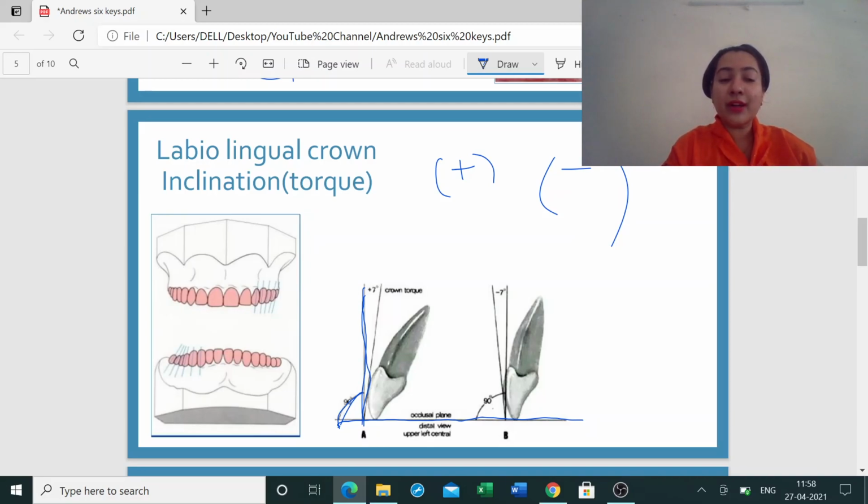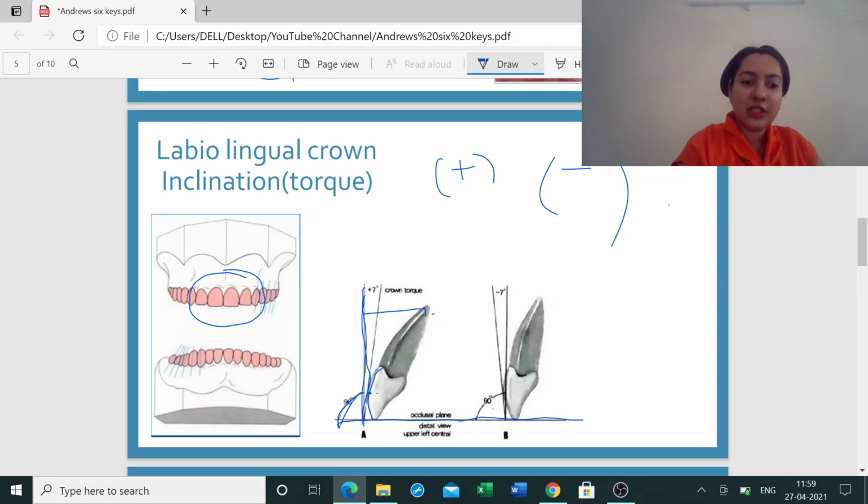So if you have understood this concept, you can see that my upper anterior teeth have positive inclination. They have a positive torque value. Positive torque value means my crown is more labial as compared to the gingival portion. So even if you measure the horizontal distance here, the crown portion has less horizontal distance as compared to the gingival portion. Why? Because this is more labially placed as compared to the gingival portion. So it is said to have a positive torque.